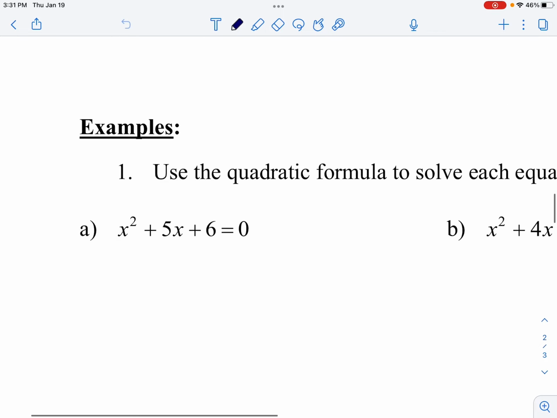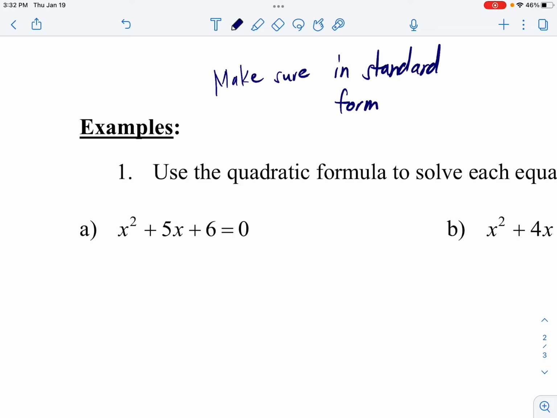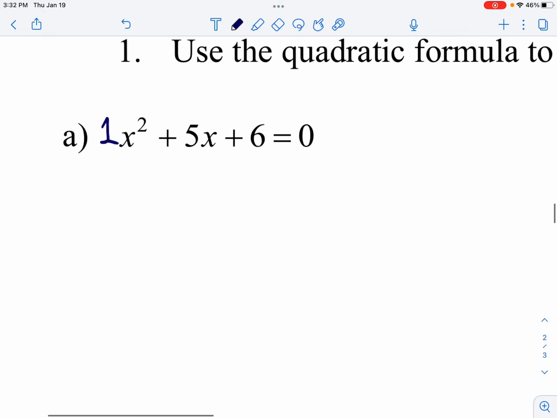So first thing you need to do, make sure you're in standard form, okay? So, let me write that down real quick. Make sure you're in standard form. So what does that mean? It means you got 0 on one side of the equation, and this lead coefficient here in front next to x squared is positive, okay? So for this one, the lead coefficient is positive 1. Okay, so we're good there, okay?